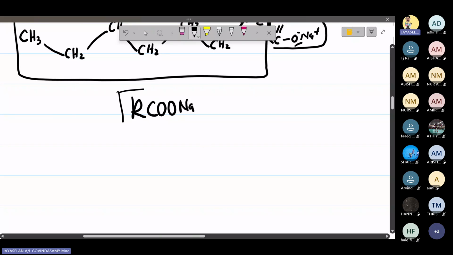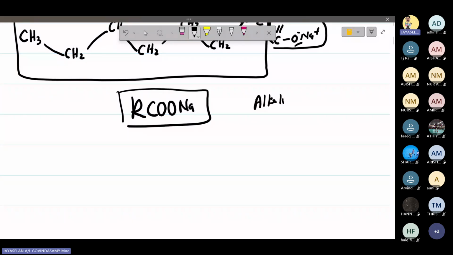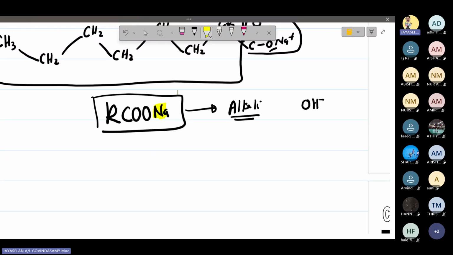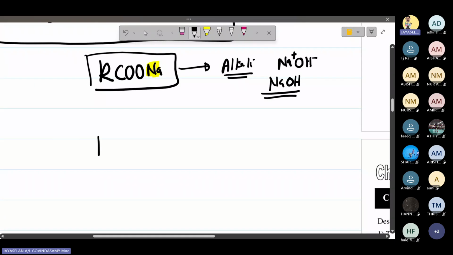If they give this soap, they ask what is the suitable alkali used for this soap. What is the name of the alkali used for this soap? You must remember the name of the alkali. Please remember alkali contains what ion? Hydroxide ion. You guys take this sodium ion, put here. So what is the name of the alkali? Your answer is sodium hydroxide. You guys already score 1 mark. They show you one more soap.